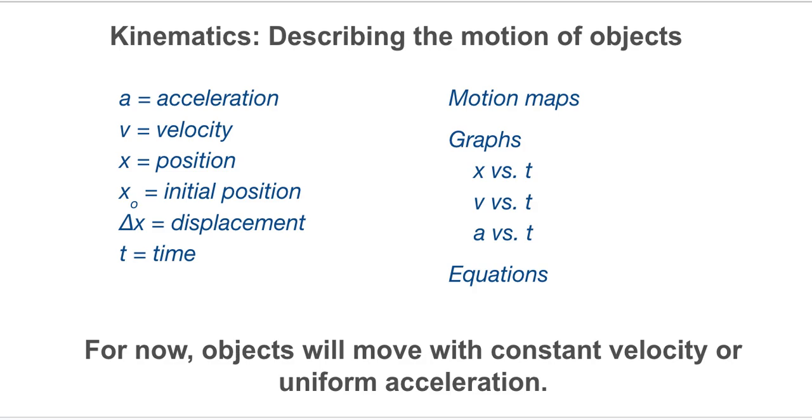Over here on the left, there is a list of the variables that we generally use to describe the motion of an object. These sometimes change to maybe a y instead of an x for position, or we might use some other subscripts and so forth. But these are the most common variables used for describing the motion.